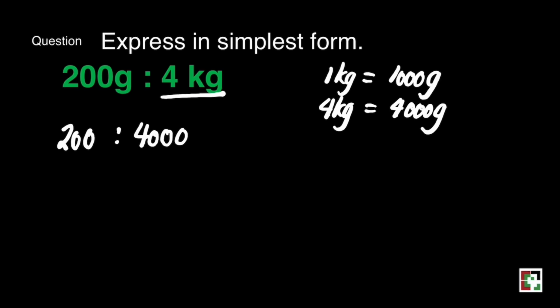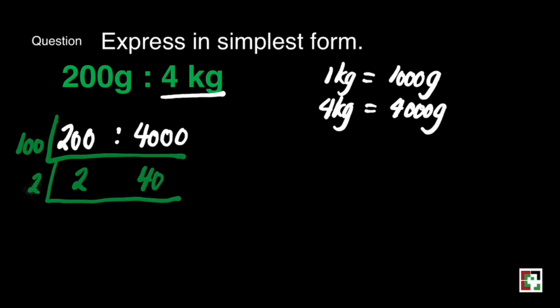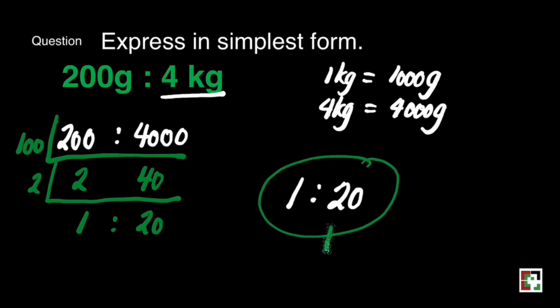For 200 and 4,000, what number can we divide both numbers? It's obviously we can divide it by 100. 200 divided by 100 is equal to 2, and 4,000 divided by 100 is equal to 40. We can still divide these two numbers by 2, and 2 divided by 2 is equal to 1, and 40 divided by 2 is equal to 20. We can say that the lowest term of 200 is to 4,000 is 1:20.